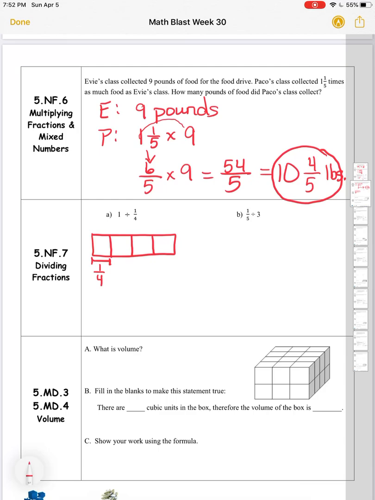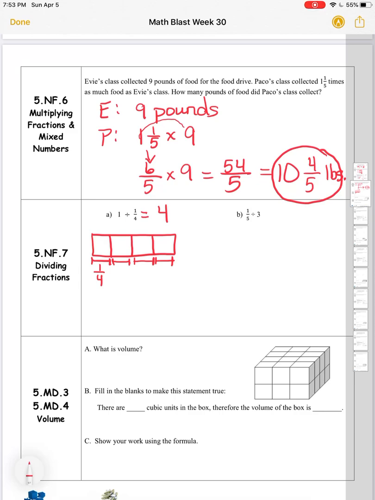So now if I think about this in terms of division, I say, well, my whole is 1 and the size of my groups is 1/4, how many groups can I get there? I can see that I would be able to get 4 groups. 4 groups of 1/4 is equal to 1 whole. So 1 divided by 1/4 is 4.